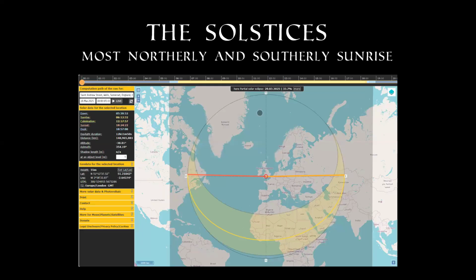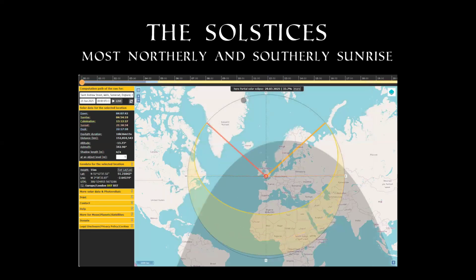And then if we move on to the summer solstice, which is June the 21st next year, that will be the next one. This time the sun rises very far north and then goes all the way around like so, and then sets in this direction here. So the days are much longer because the sun has got a much longer distance to travel around the sky. So that's how the solstices work in terms of sunrise and sunset points.